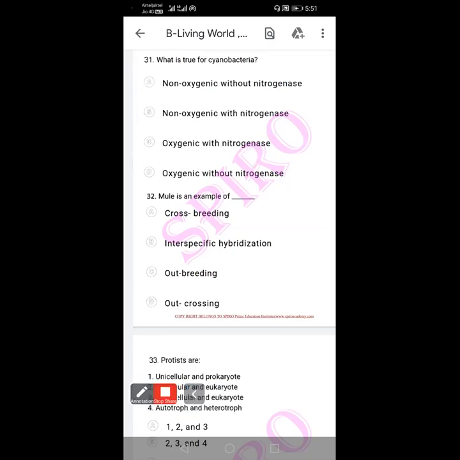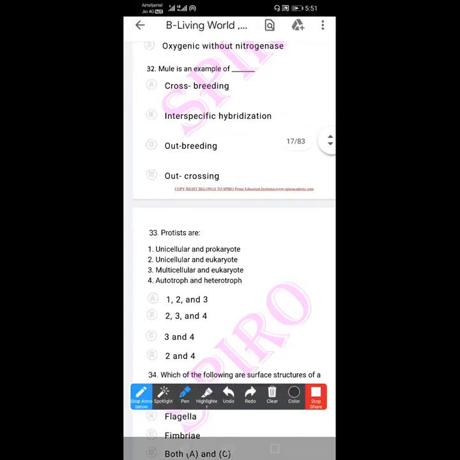Proceeding to the next question, question number 32. The mule is an example of. First, what is a mule? Mule is a cross between the female horse and the male donkey. So the sterile progeny that is obtained is called a mule. It is a cross between two different species.